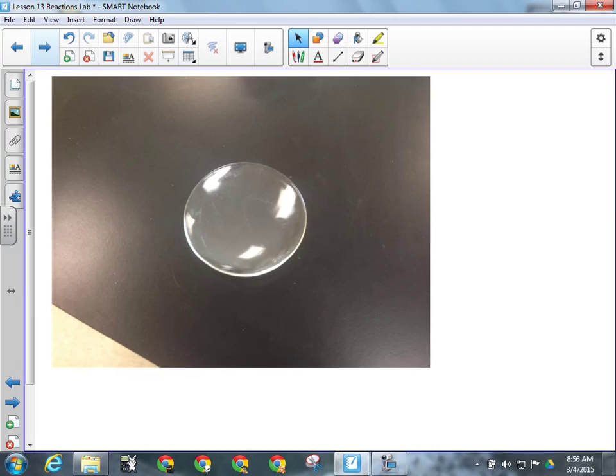A watch glass is a piece of glass that's about this big, a little bigger than actual size on the screen there. It looks like a big contact lens. It rolls around a little bit, so don't bump it. It's just going to sit on your tabletop, and you're going to put the samples in there.